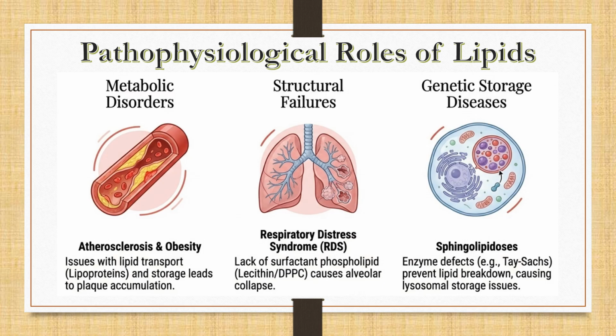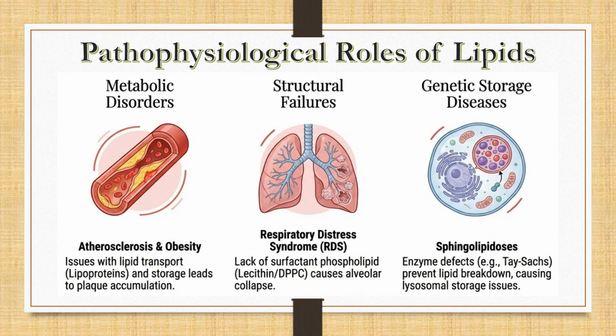Uncontrolled lipid oxidation results in lipid peroxidation, which damages membranes and contributes to inflammation, aging, and cancer development. Similarly, dysregulated production of lipid-derived signaling molecules such as eicosanoids is implicated in chronic inflammatory and immune-mediated diseases.